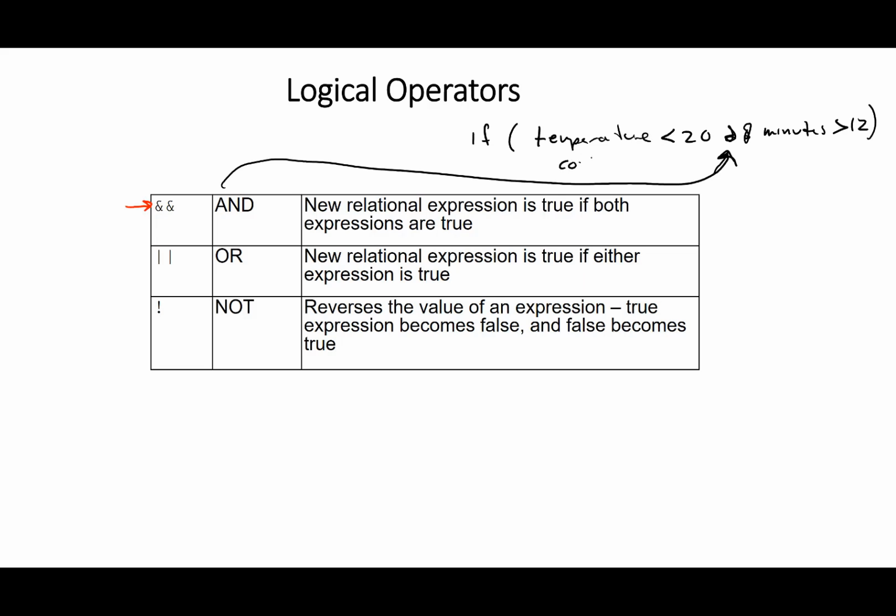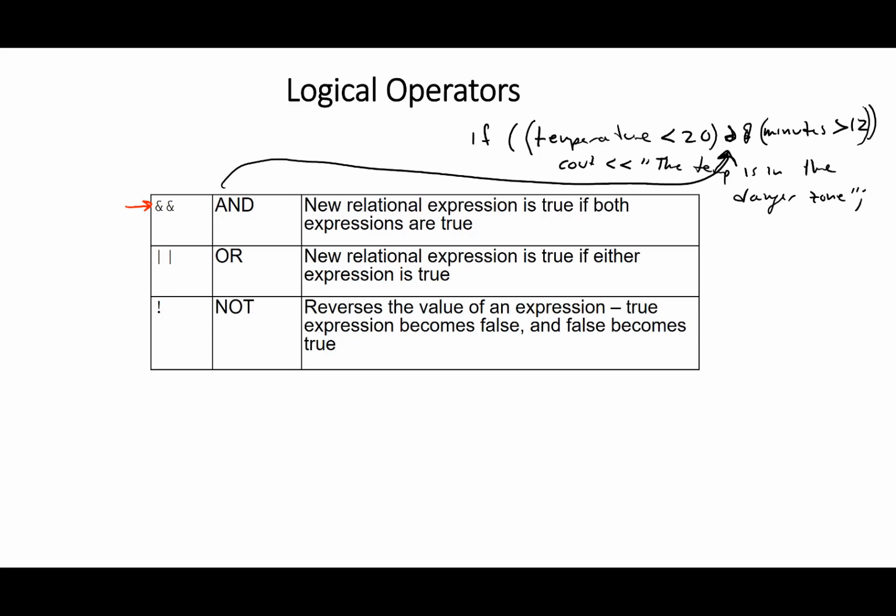So then we can do something like cout, and we could just tell the user the temp is in the danger zone. So if the temperature is less than 20 and you're outside for greater than 12 minutes, that's the temp is in the danger zone. We could also put parentheses around both of these relational expressions like this. Sometimes putting parentheses around your relational expressions can make your statement a little more clear, but they're not required. It'll work without them.